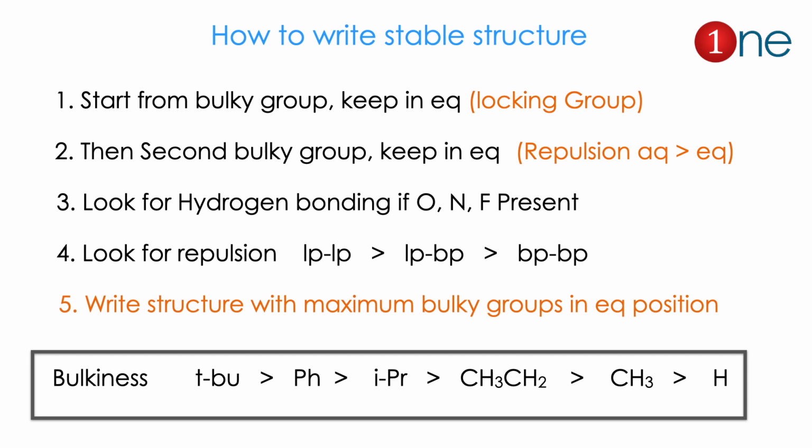At last, the important point you should know is to put maximum bulky groups in the equatorial position. Then you have to know the bulkiness order. The bulkiest is tertiary butyl, then phenyl, then isopropyl, then ethyl, methyl. The least bulky one is hydrogen.